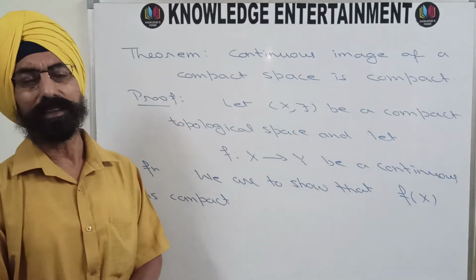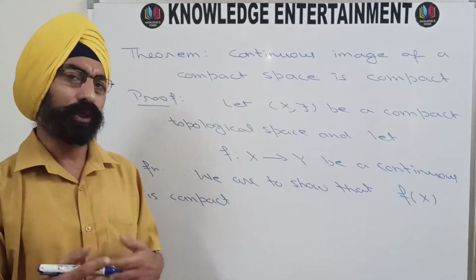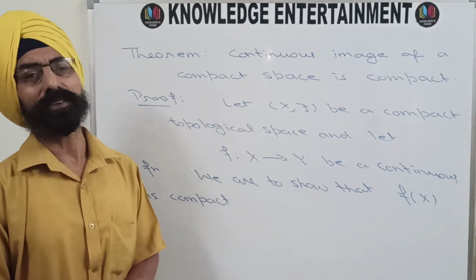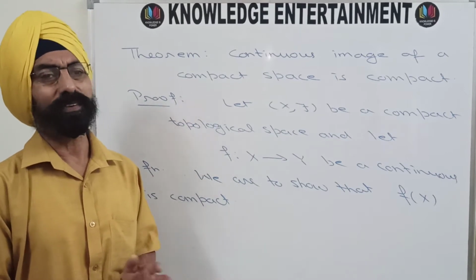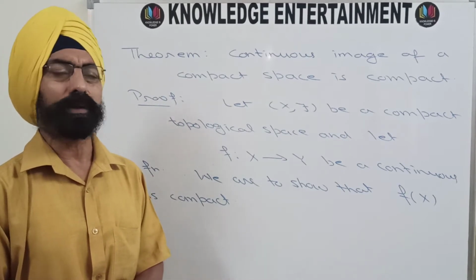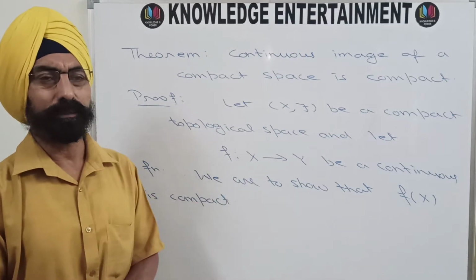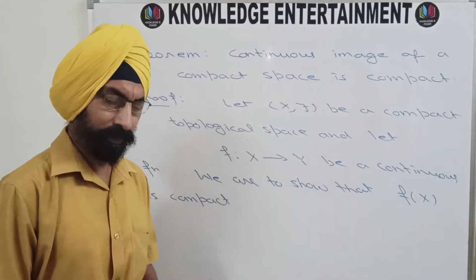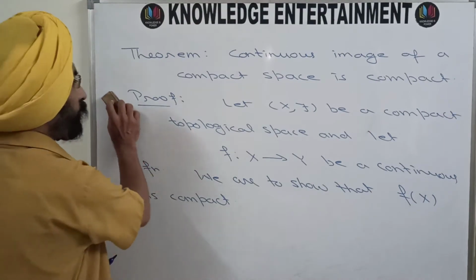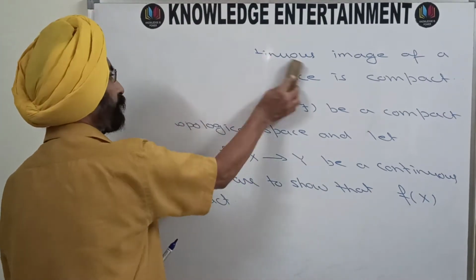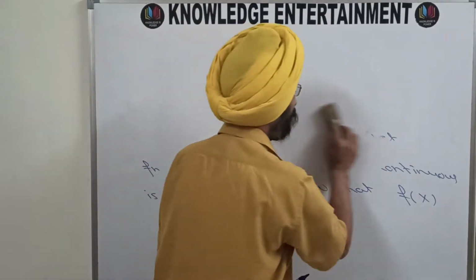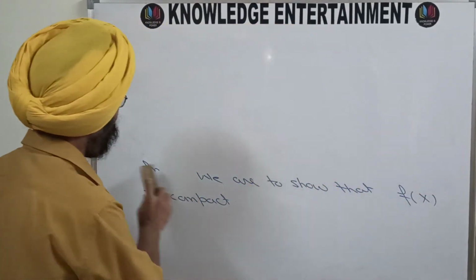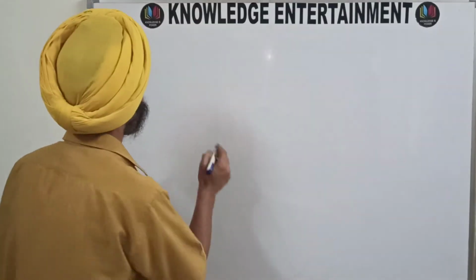We have to start by taking an arbitrary open cover of f(X), and then we will try to find a finite subcover of that open cover. And if we are able to find that finite subcover, that will make the image f(X) a compact set. So I'm going to start the proof by taking an arbitrary open cover of f(X), and then I'll find a finite subcover of that open cover.